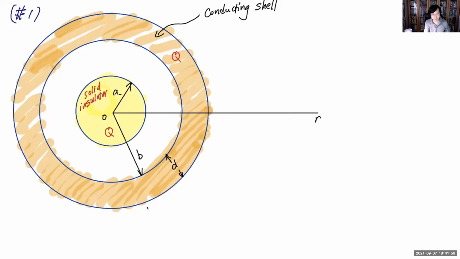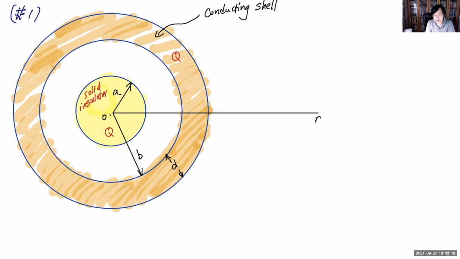I have a solid sphere in the middle, an insulating solid sphere, and I have a spherical conducting shell of a certain thickness outside. Both are charged. This one is charged to Q. This one is also charged to Q. They don't have to have the same Q, but just by chance they do. Can you find the electric field everywhere? That's a function of R.